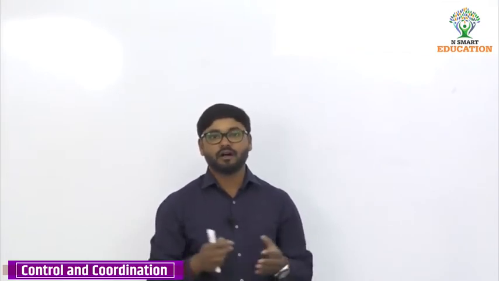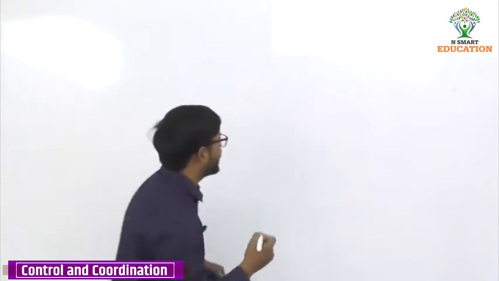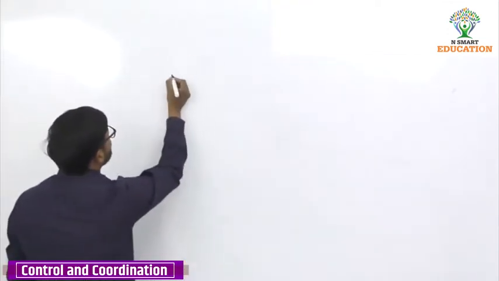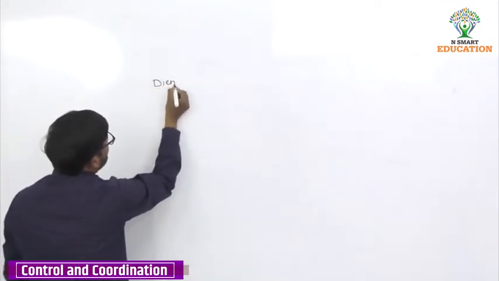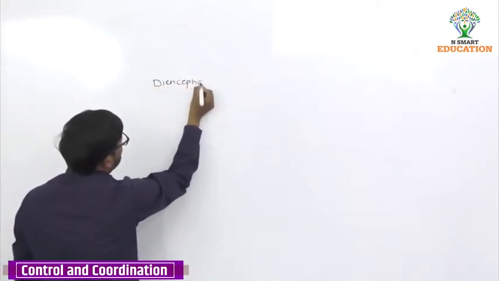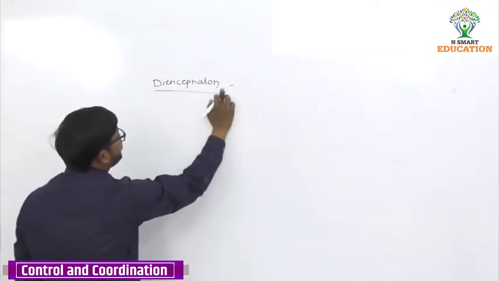Okay, we have already discussed the association areas, motor areas and particularly sensory areas, that is the functional areas of the cerebrum. Now the third part of the forebrain is called the diencephalon. Okay, so the third part is called the diencephalon. Diencephalon is also part of the forebrain.